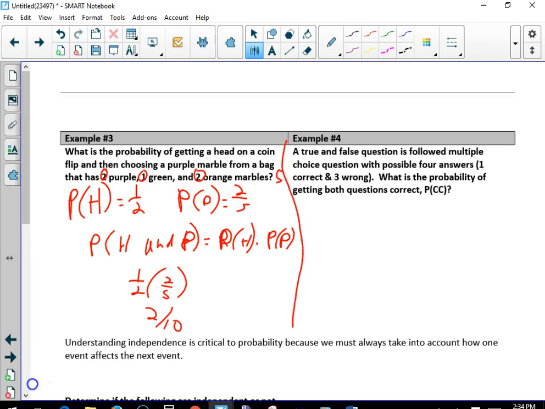True false question. Okay? 2 possibilities. So true false has 2, followed by a multiple choice question with 4 possible answers. 1 correct and 3 wrong. What's the probability of getting both questions correct?